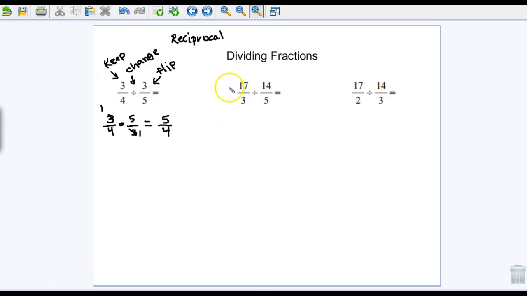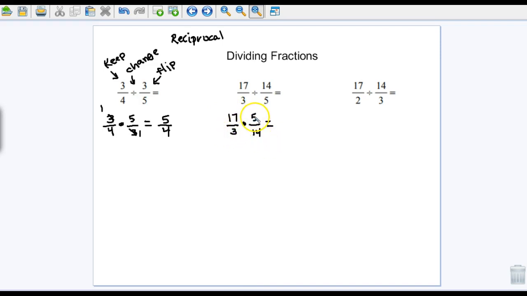Okay, so once again, keep, change, flip. So I'm going to keep 17 over 3. I'm going to change my division to multiplication, and I'm going to flip, so I will be multiplying by the reciprocal over here. Okay, so I'm going to look to cross cancel. 17 is a prime number. I really can't do this, so it's not going to work for me.